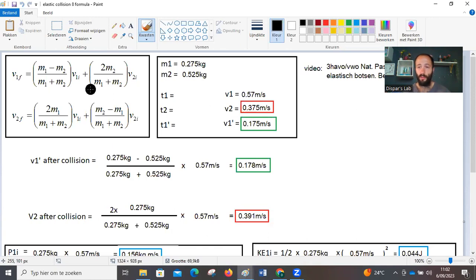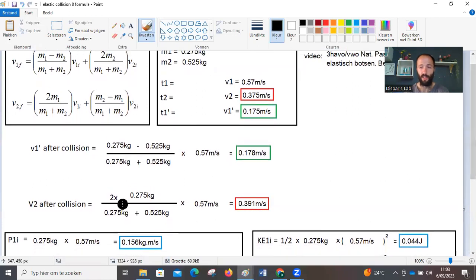So these are the experimental results. Now we're going to do the theoretical predictions. The theory predicts that after collision, the recoil velocity will be 0.178 meters per second. And the result is 0.175 meters per second, which is extremely close. So that would be a pretty good match, very good match.